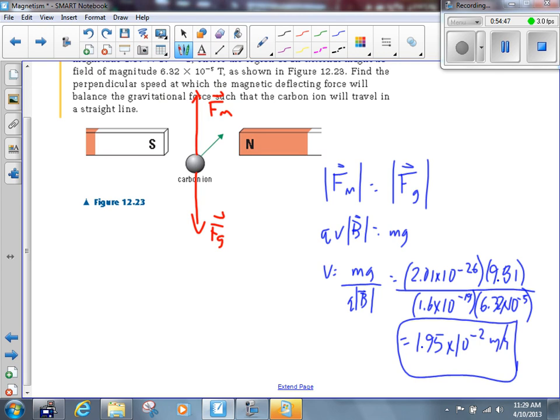Good? Had to do a little bit more with that one, right? We had to kind of think outside the box a little bit and go back to physics 20, balanced forces thing.